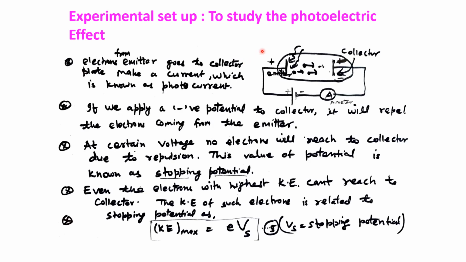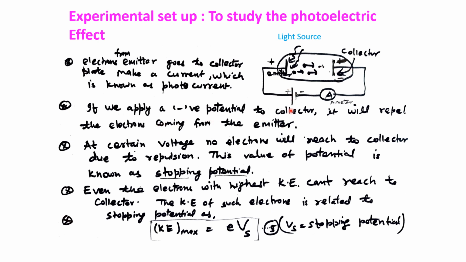Experimentally, to understand the photoelectric effect, we need a vacuum chamber. One emitter or cathode is there, and the anode or collector is here. And if we shine some light on this cathode, the electrons will flow towards the anode, and there will be some current in this circuit, which we can see using this meter. So this current is known as photocurrent.